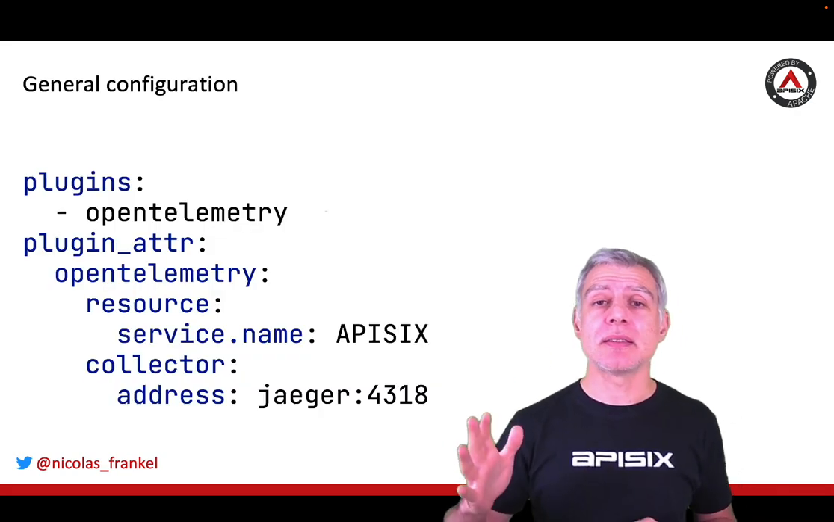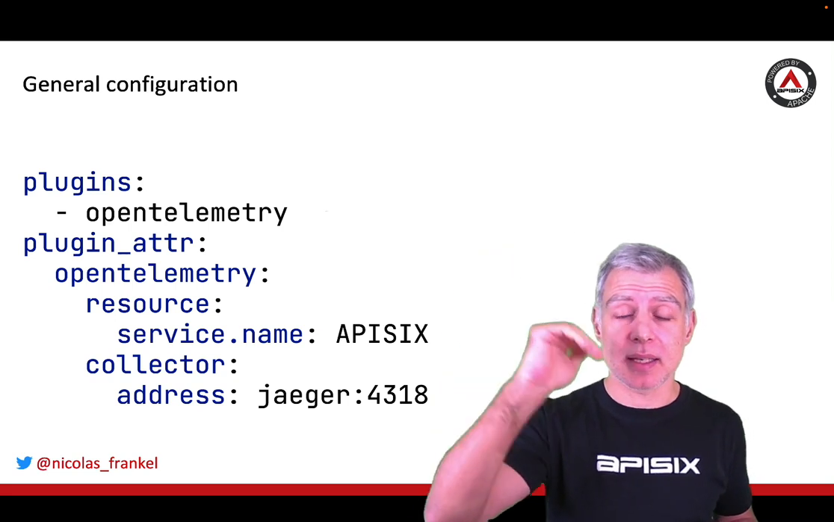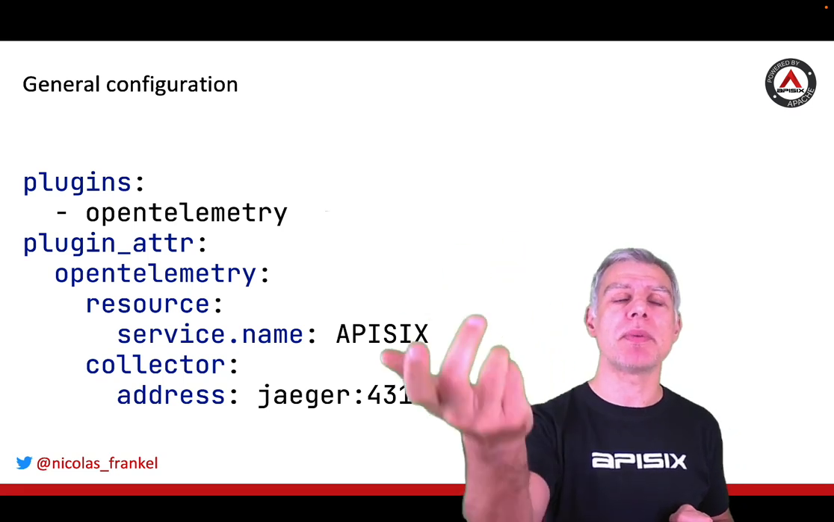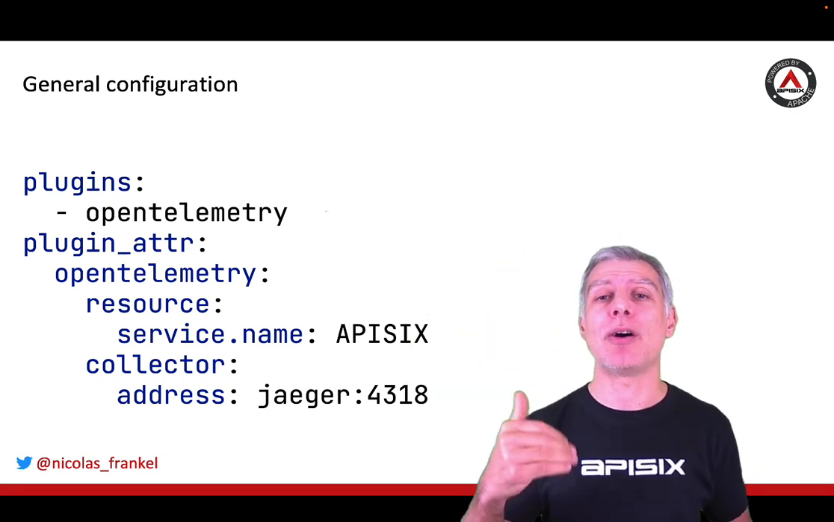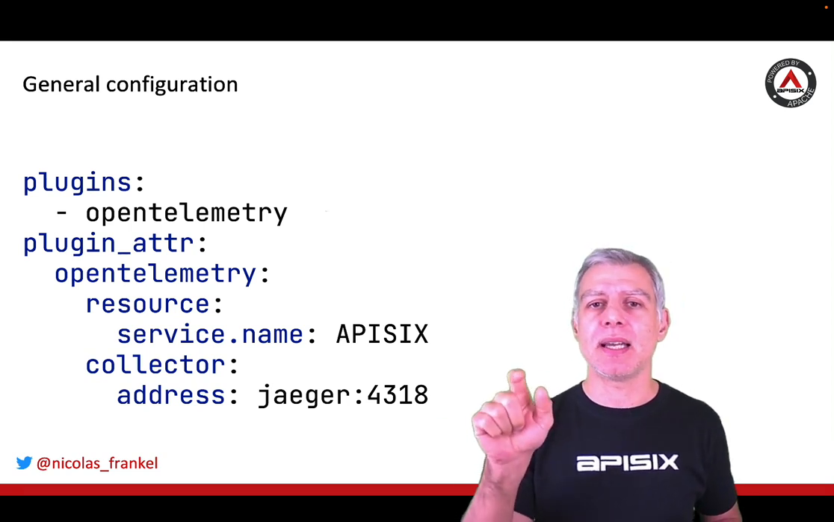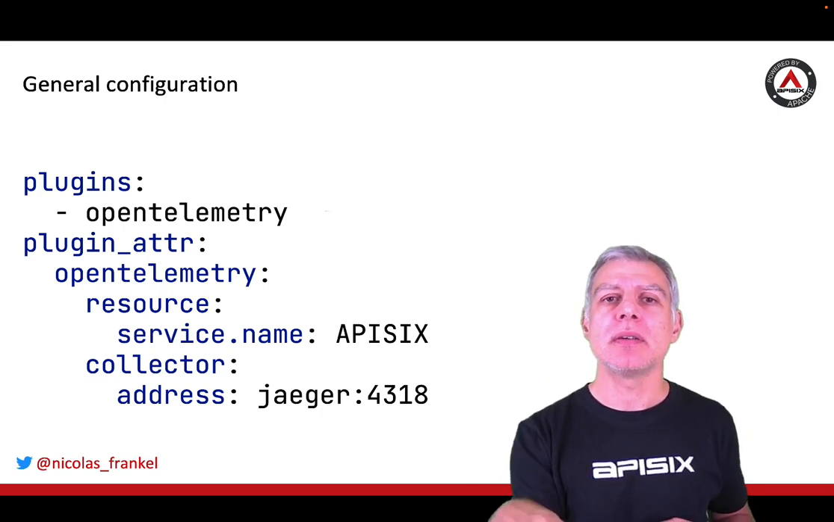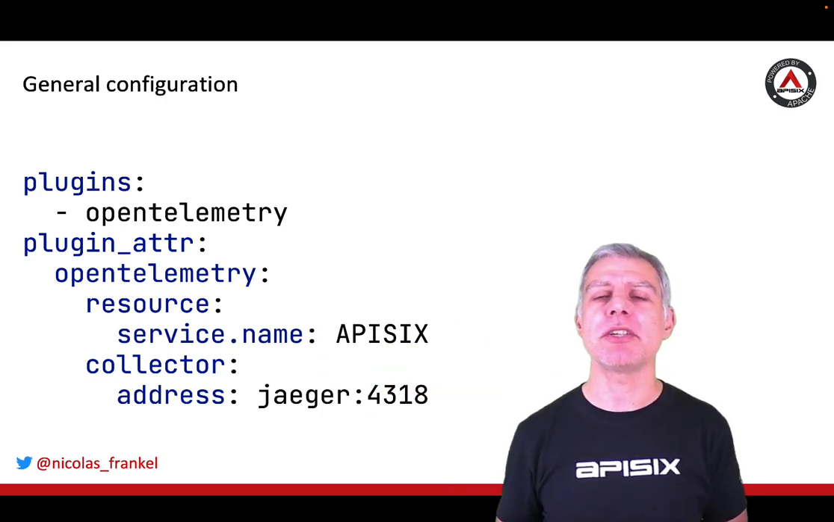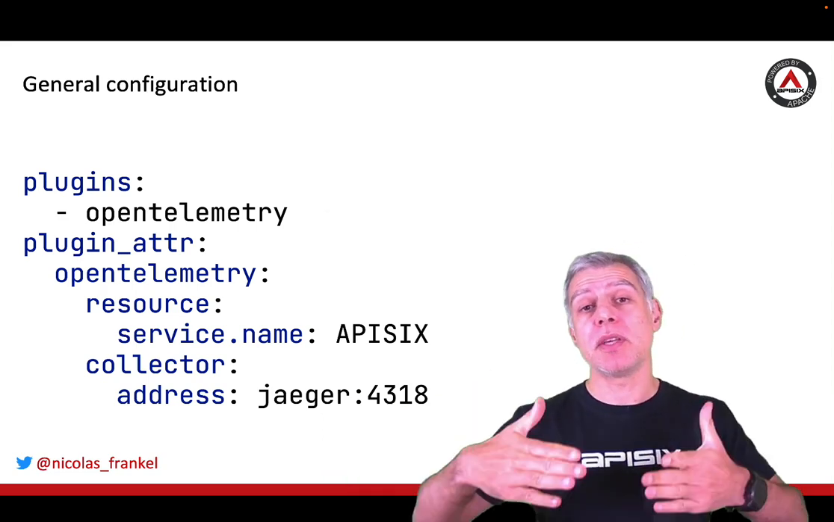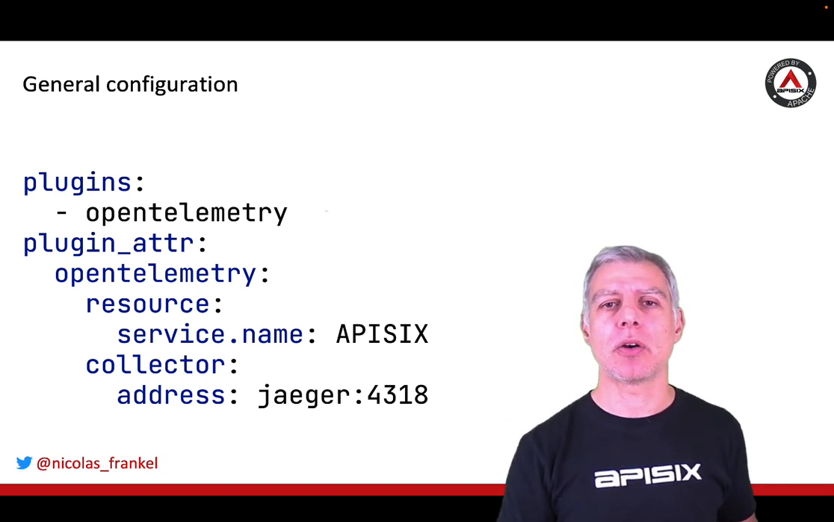To configure it, there is this general configuration. As I mentioned, Apache APISIX has a plugin architecture. So here I say, hey, I will be using OpenTelemetry. It's an out-of-the-box plugin. You don't need to write any code. And then you can tell it, this is the name by which I want to be known in the OpenTelemetry data, and this is where I will send the data. I will be using Docker Compose, and so I have a dedicated Jaeger component.